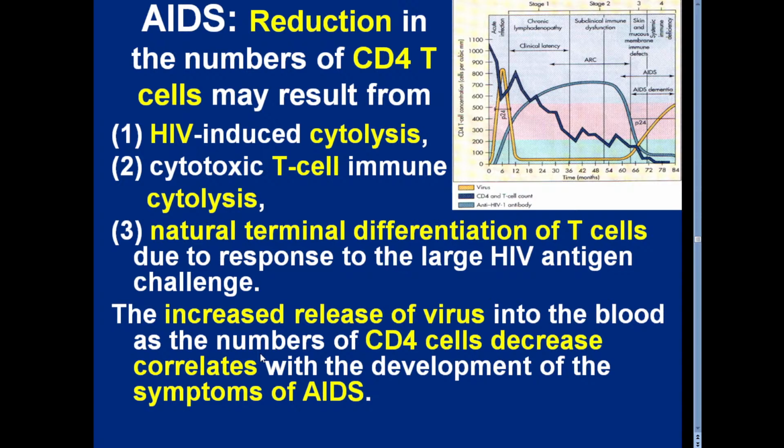Then, reductions in the number of CD4 cells. Some of these reasons we discussed: HIV induces cytolysis of these cells, cytotoxic T cells destroy infected T cells, natural terminal differentiation of T cells due to the response to the large HIV antigen challenge, and the increased release of viruses into the blood. The decrease in the number of CD4 cells correlates with the development of symptoms of AIDS.